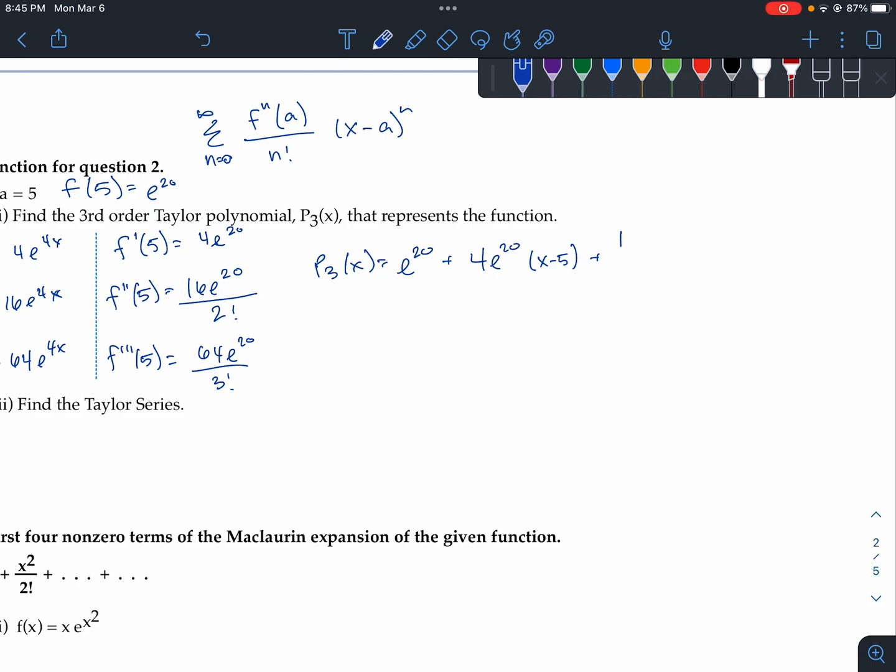Next term is going to be 16e to the 20 divided by 2 factorial, and then x minus 5 squared, and then the last term is going to be plus 64e to the 20 divided by 6, and then x minus 5 to the third. So there are my terms. If you want to simplify these coefficients, more power to you. I think I'm just going to keep powering through.